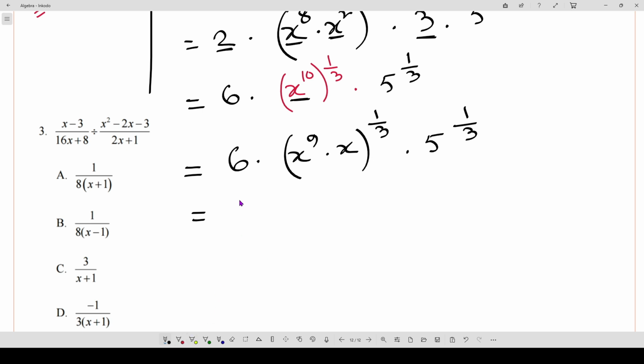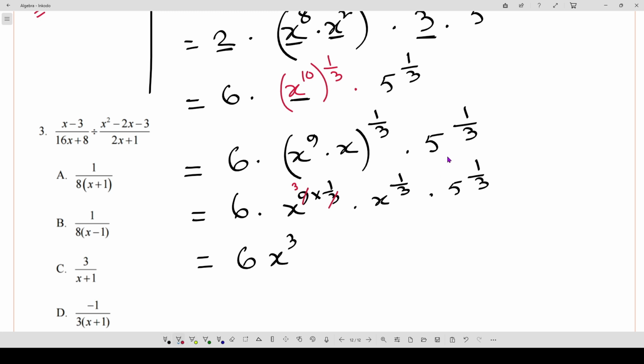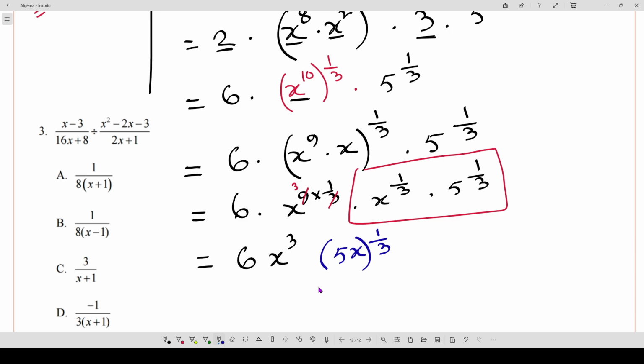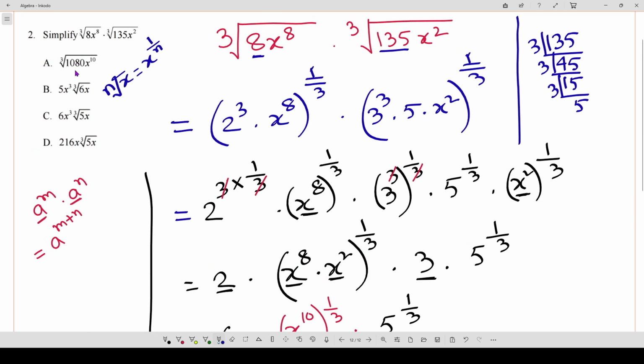Now 6 x to the power 9 times 1 by 3, times x to the power 1 by 3, times 5 to the power 1 by 3. Okay, now 9 divided by 3 will be 3. So we can write 6 x cubed, and for this one both powers are 1 by 3, so in this case we can easily write 5x to the power 1 by 3. But in our options there is nothing like this. So in this case what can we do?